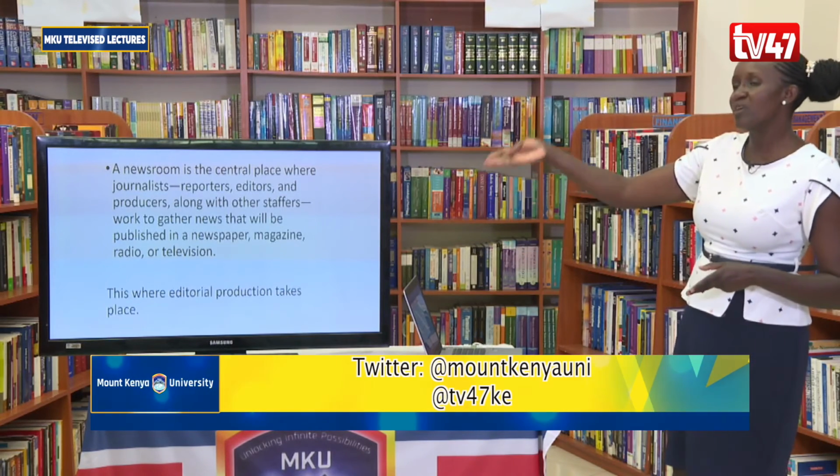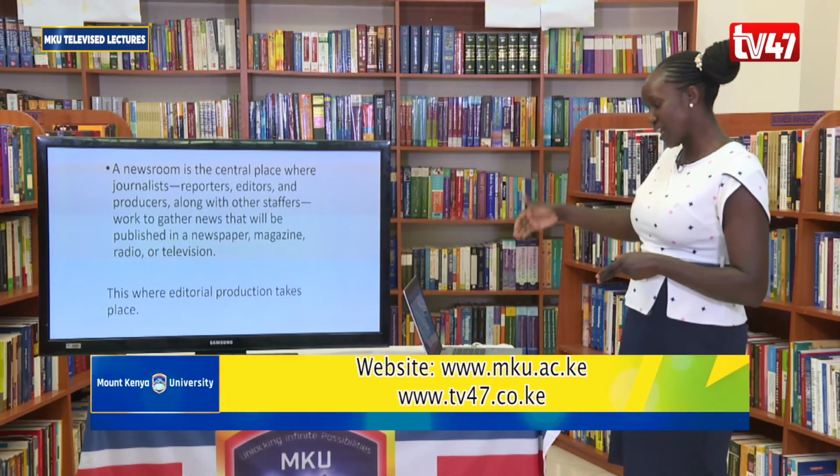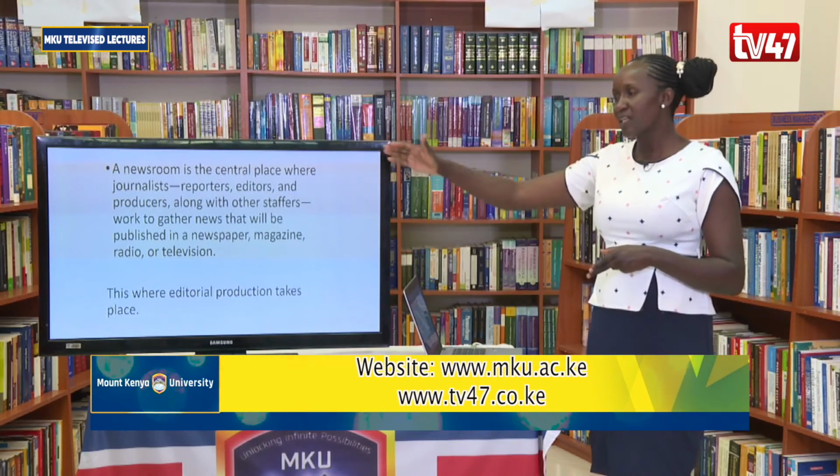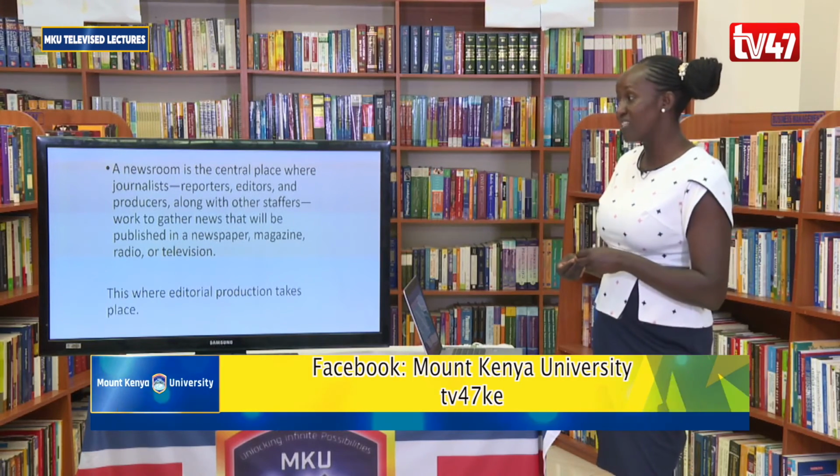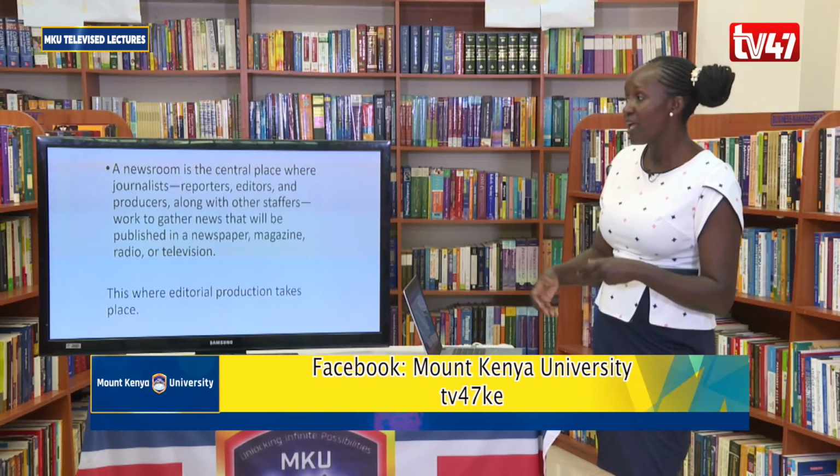But the newsroom is where the editorial production begins to take place. The reporter is assigned a story, checking on whether, when they finally put the story together, it is matching the intention of why they were even writing the story in the first place.